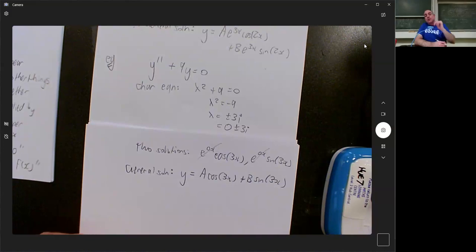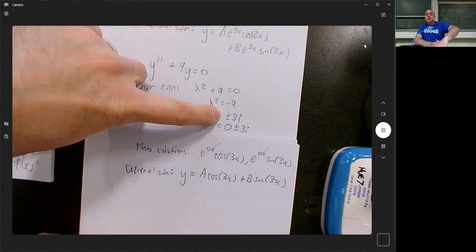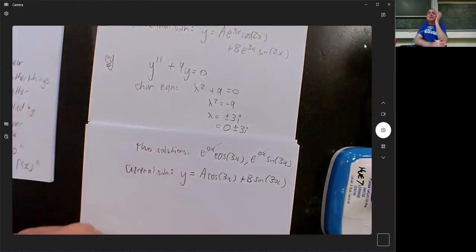I just really wanted to show you what happens when you don't get a real part. So if you don't get a real part, the e doesn't appear in the answer, just the cosines and the sines.